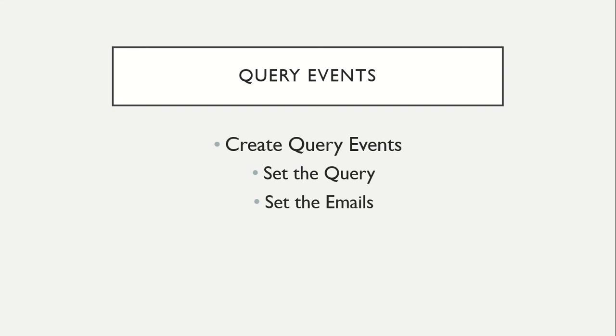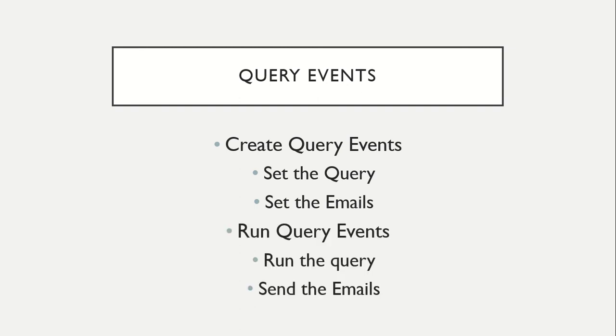All right, so what did we go over? You can create query events, set up the queries and set the emails to make sure that people can use this quickly and easily without any issues. And then you can run the query events. You run the queries, and it sends the emails out automatically. So the setup is really easy, running is really easy, and it handles all of that routine processing for you so that you can't make any mistakes. So that is the process in order to get the emails sent out.